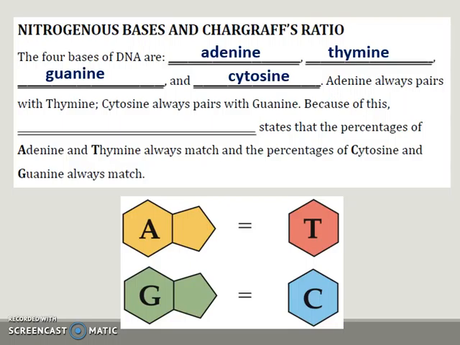So that hopefully will help everyone remember that A goes with T when we're talking about DNA, and G goes with C. Because of this, Chargaff's ratio states that the percentage of adenine and thymine always match, and the percentages of cytosine and guanine always match, which makes sense, because if you have an A, you're always going to have it paired up with a T. So if you have 100 adenines in a strand of DNA, you're going to have 100 thymines. Likewise, however many guanines you have, you're going to have cytosines.